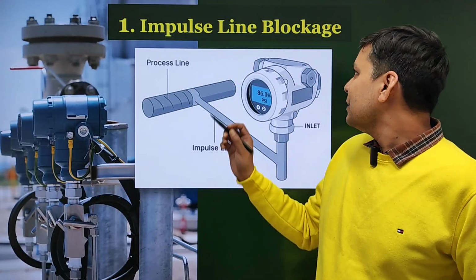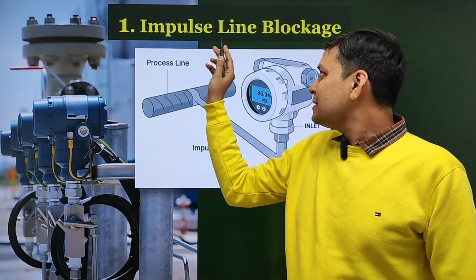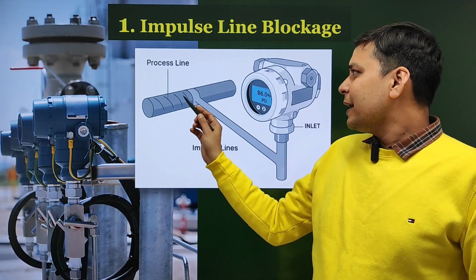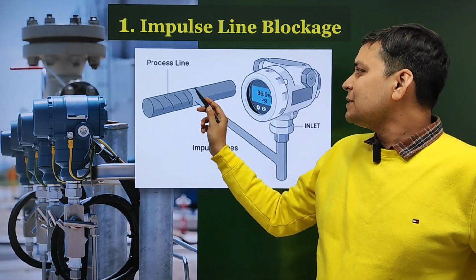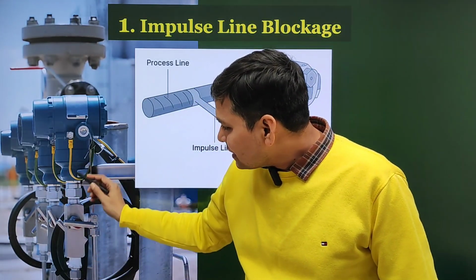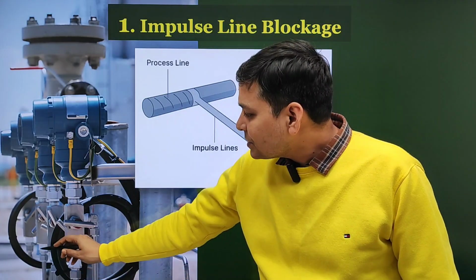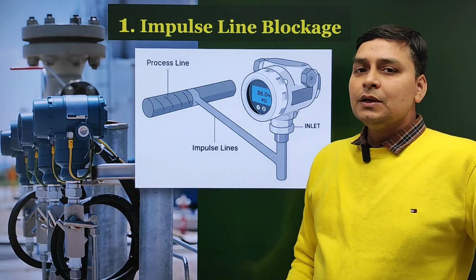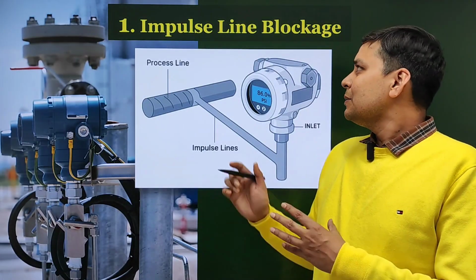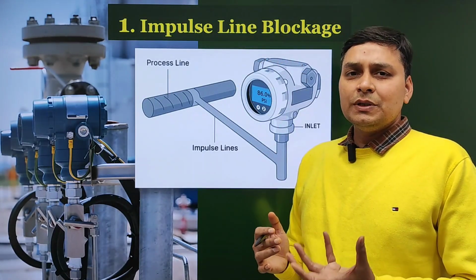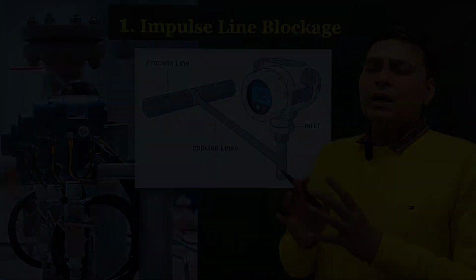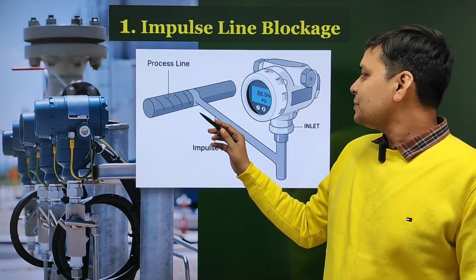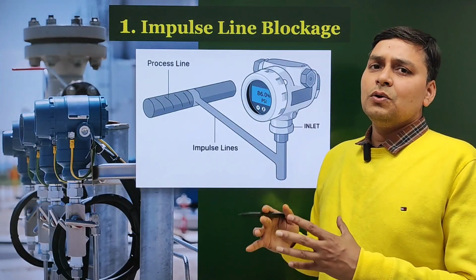Its first reason is impulse line blockage. So first we will see what is impulse line. Impulse line is nothing but a line that connects the transmitter to the process line. Here this transmitter is connected from these lines to the process, so these are the impulse lines for this transmitter. Sometimes these impulse lines are blocked due to dust or some other particles, so in that case the proper pressure does not reach here, and the transmitter can show a high reading or low reading.